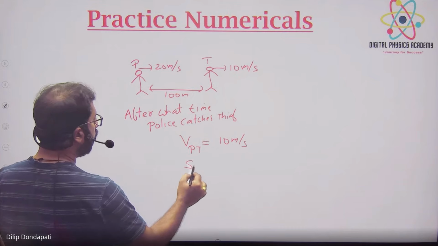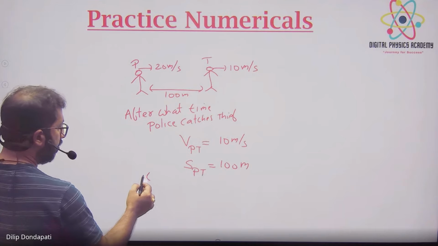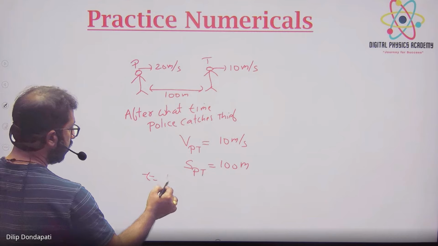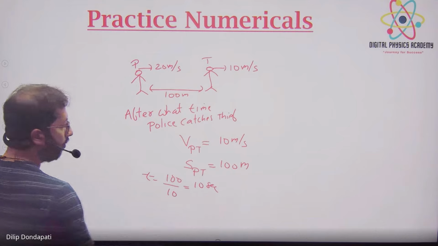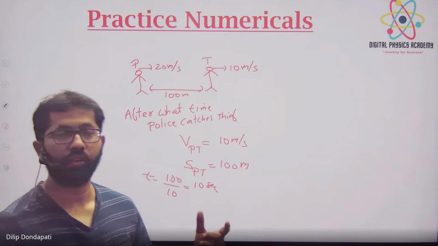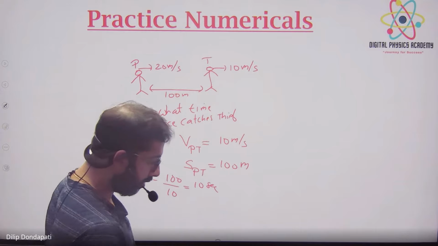And for that, displacement of police with respect to thief is 100 meters. Okay, 100 by 10. Speed equal distance by time. Time equal distance by speed. So 100 by 10. So it is 10 seconds. Khatam. So relative motion use करके you can solve the questions like this. Okay. Now करो one more question.